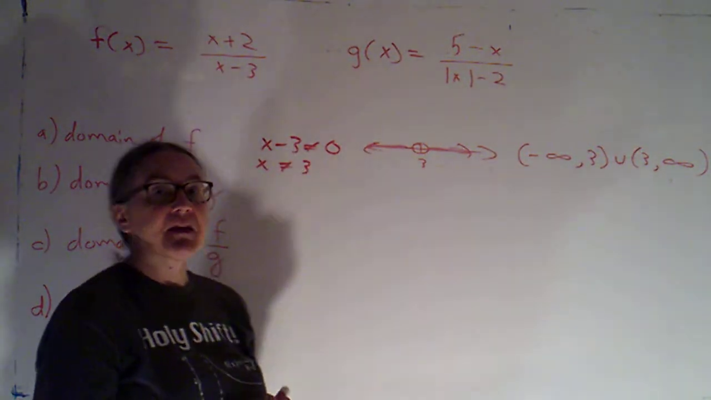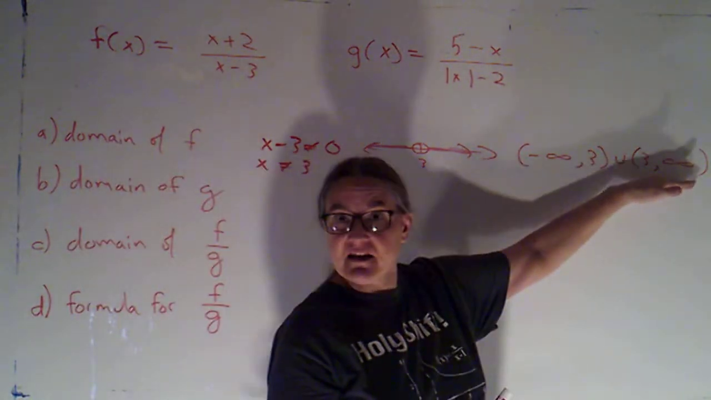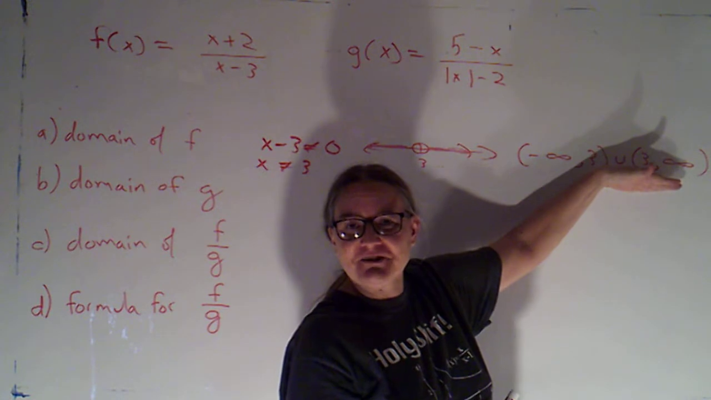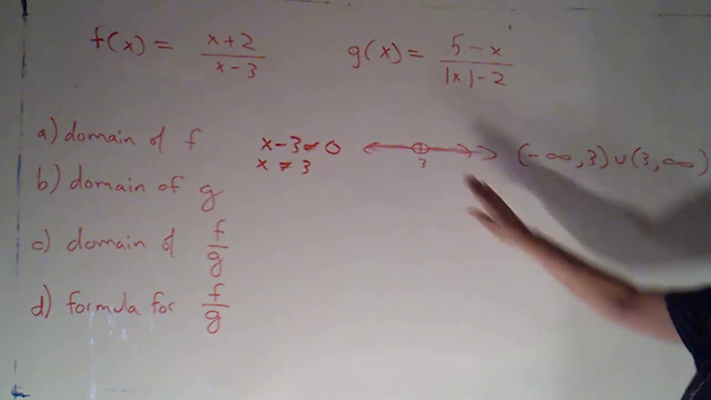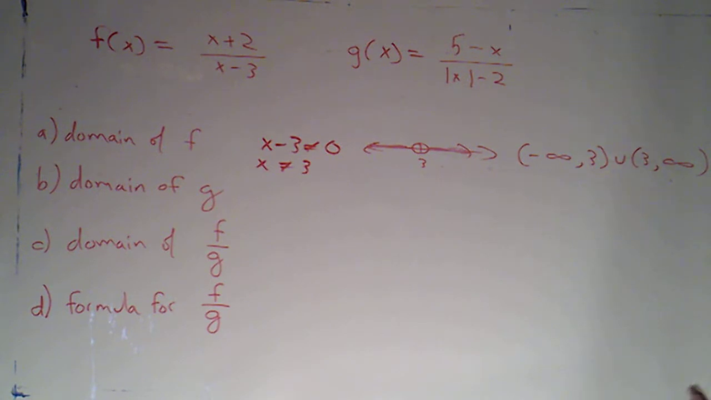of 3. If you're comfortable going right to this, which would be the answer in interval notation, that's totally fine. If you want to show how you got there and graph along the way, that's totally fine too.